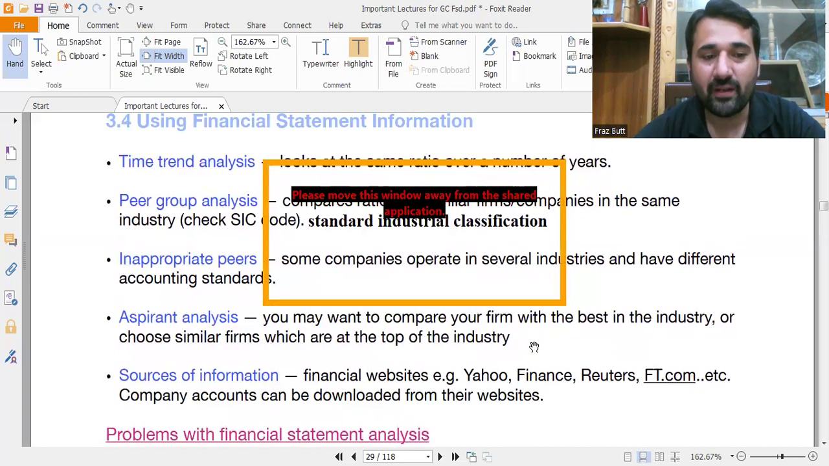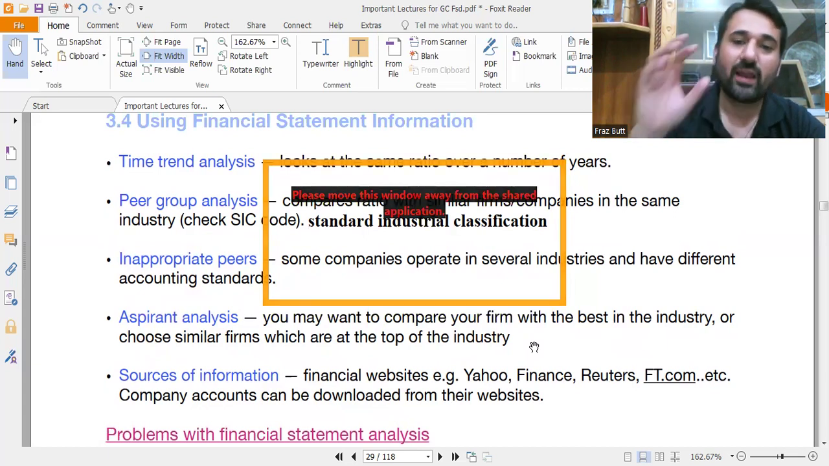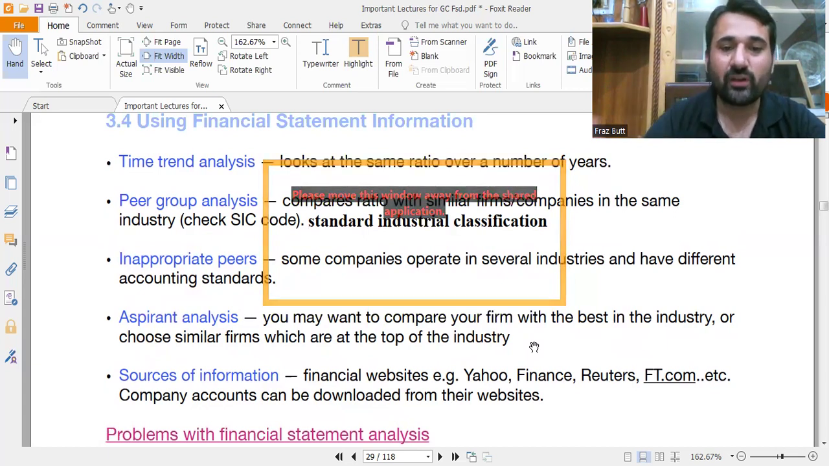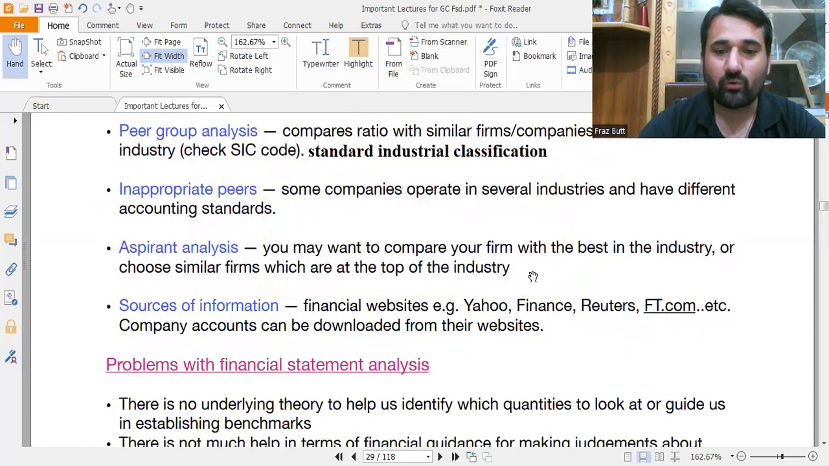What we do in aspirant analysis, we select one of the best companies which is related to our business or which is related to our industry. So we select that best company and then we compare our ratios with its ratios in order to gain a better understanding about the performance of our company.